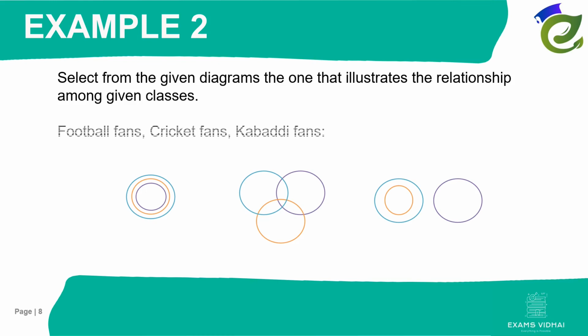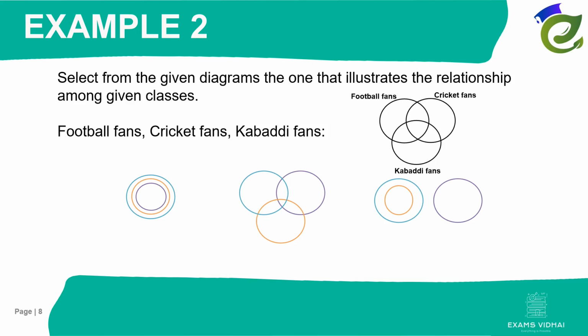Now we have one more question. Similar. Football fans, cricket fans and kabaddi fans. Here, there is a possibility that a football fan is also a fan of cricket. Similarly, a cricket fan could also be a fan of kabaddi. Or a person could be a fan of all the three sports. Hence, this type of Venn diagram would have intersection with each of the three circles. And so, this second Venn diagram would correctly represent this class. With this, we conclude the Venn diagrams.